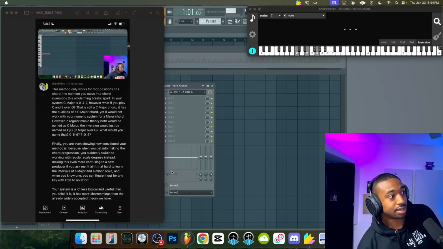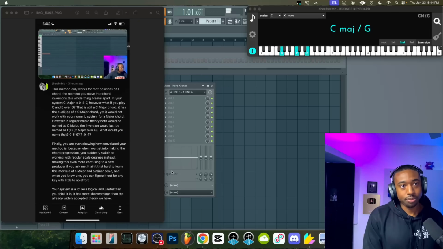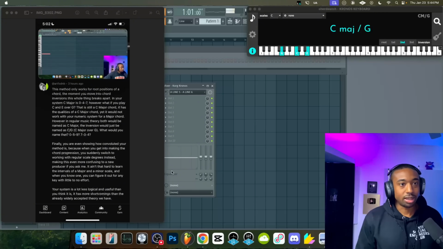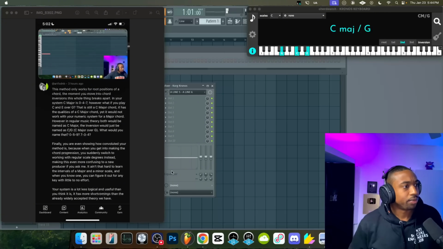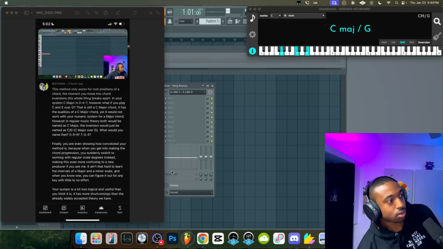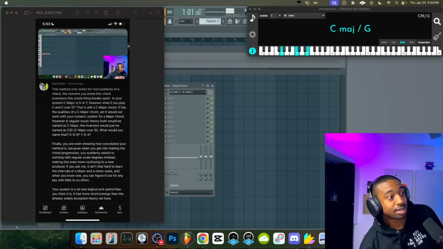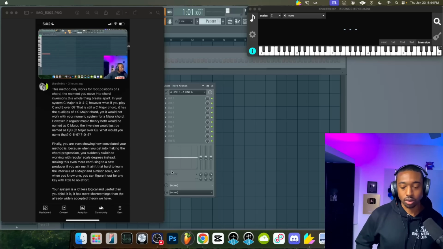However, what if you play C and E over a G? He means an inversion like this, the second inversion. What if you play it this way? He says that is still C major, which is correct. That's still a C major chord. It has the qualities of a C major chord, yet it would not work with your numeric system for a major chord. And here's where he's incorrect.